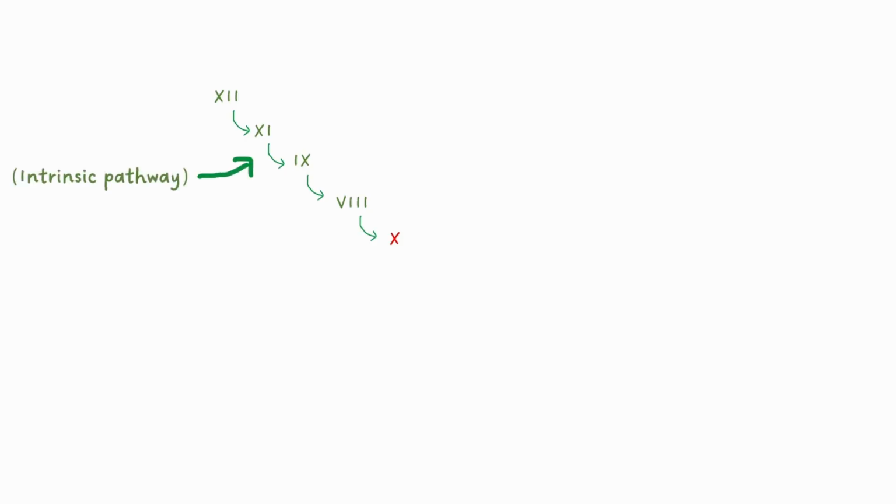You don't have to memorize every step of this pathway, but it's important to have a rough idea of how it works in order to understand what PT and APTT mean. This section of the coagulation cascade is called the intrinsic pathway. It's made up of clotting factors 12, 11, 9, and 8. These activate each other in turn, so factor 8 can then activate factor 10. The extrinsic pathway is made up of factor 7 and tissue factor, which also have the function of activating factor 10.